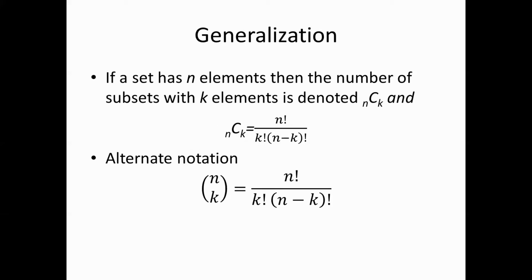So the generalization is, if a set has n elements, the number of subsets with k elements is denoted, the notation we use sometimes is nCk, also called n choose k or n combination k, and the formula, generalizing from the last one, is nCk equals n factorial over k factorial times n minus k factorial. And as an alternate notation, we use this parentheses notation. Notice that's not a fraction in there, and it's still pronounced the same way, n choose k or n combination k.